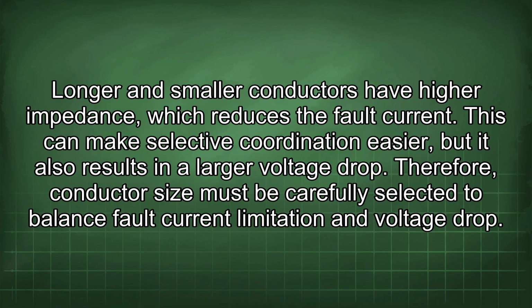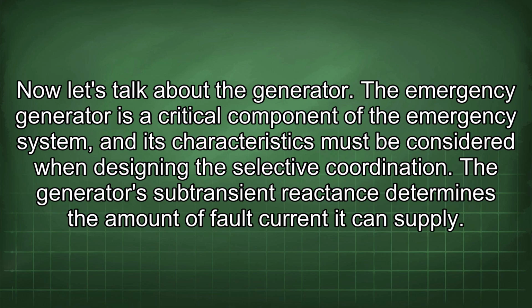Longer and smaller conductors have higher impedance, which reduces the fault current. This can make selective coordination easier, but it also results in a larger voltage drop. Therefore, conductor size must be carefully selected to balance fault current limitation and voltage drop. Now let's talk about the generator.